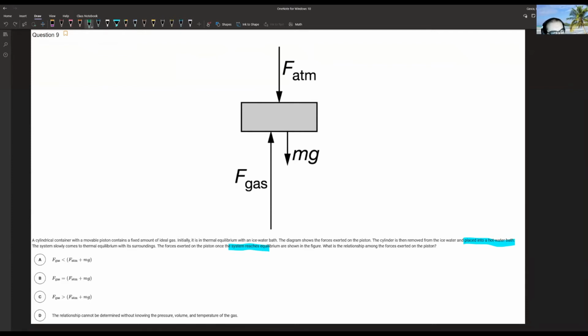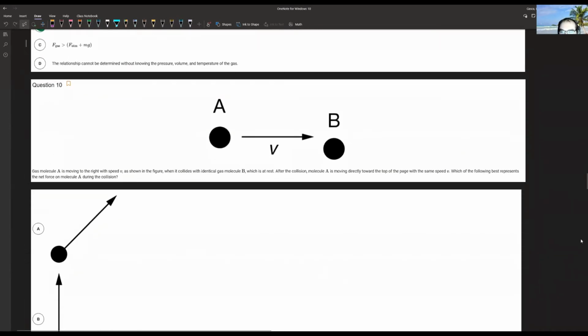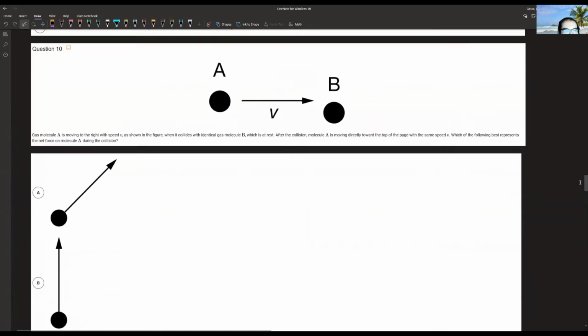There we go. And what we find out is, well, those two forces from the atmosphere and the weight of the piston act down, and they're going to be balanced by the force from the gas. And so B is our best answer choice. Let's go ahead and look at question 10.